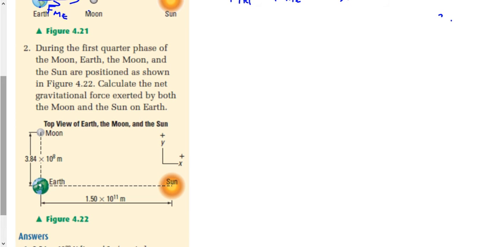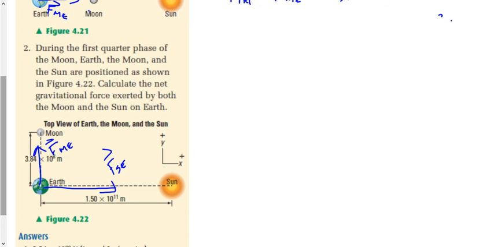It says, during the first quarter phase of the moon, Earth, the moon, and the sun are positioned as shown in the diagram here. Calculate the net gravitational force exerted by both the moon and the sun on the Earth. Well, the moon causes the Earth to be pulled up this way. The force of the moon on the Earth. The force of the sun on the Earth is this way.